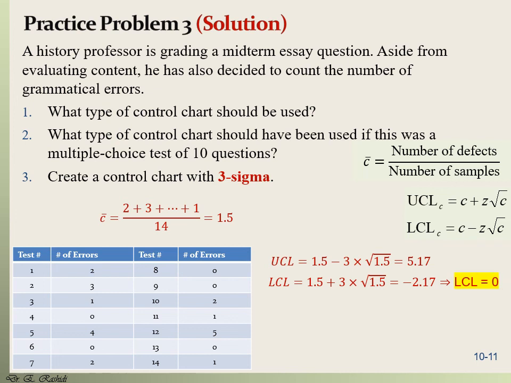So now that we have the control chart, we can determine whether the process is in control or not. If you compare all of these errors for these 14 tests, you'll see that all of them are within 0 to 5.17. So that means that the process is in control.